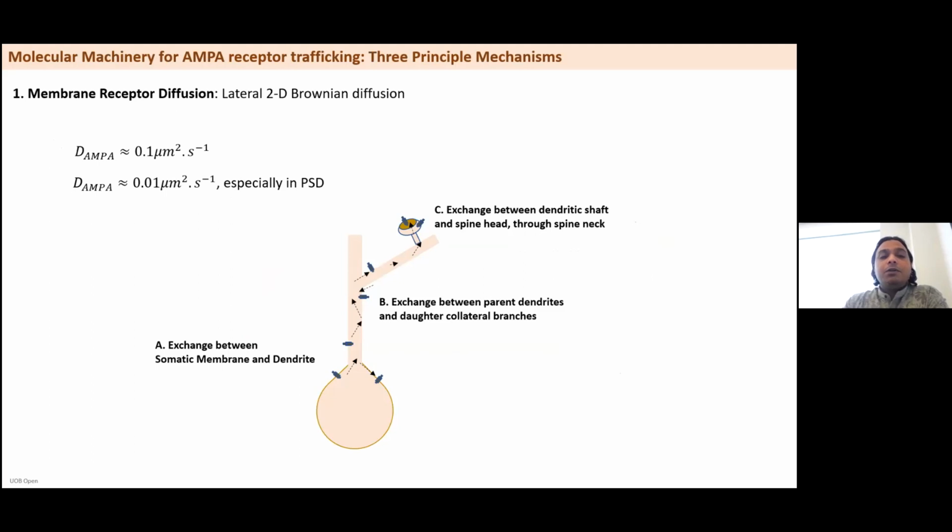The entire molecular machinery for AMPA receptor trafficking can, for ease, be divided into three principal mechanisms. One is simple membrane receptor diffusion, where the receptors exhibit 2D Brownian diffusion in the phospholipid membrane with a diffusion coefficient of 0.1 micrometer squared per second, but with a one-tenth reduced diffusion coefficient in the PSD due to local macromolecular crowding, as I mentioned before. This receptor diffusion causes exchange of receptors between the somatic membrane and the dendrite, parent dendrites and the daughter branches, and eventually between the spine head compartments.